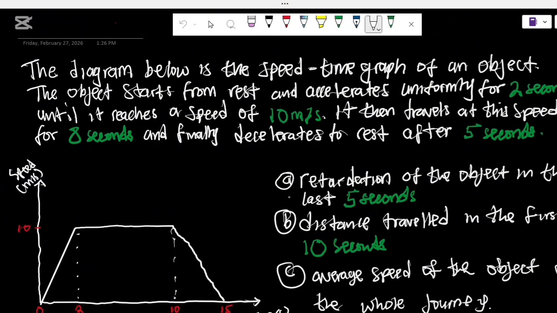Now the first question is, A: find the retardation of the object in the last 5 seconds. B: Find the distance traveled in the first 10 seconds. And C: Find the average speed of the object for the whole journey.